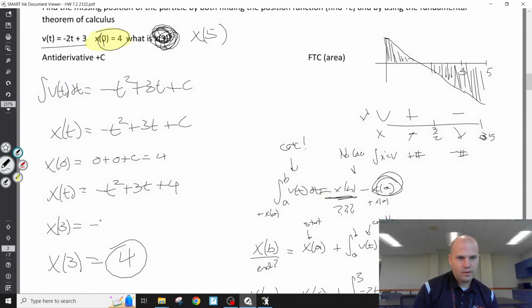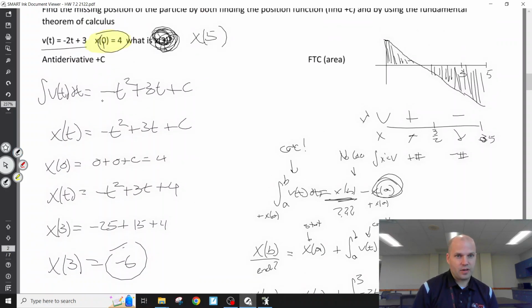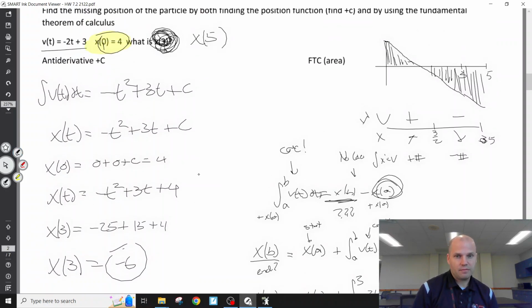Negative 25 plus 15 plus 4. That's negative 10 plus 4. Negative 10 plus 4 is negative 6. Okay. We found that position by taking an antiderivative, finding C, and then plugging in 5.